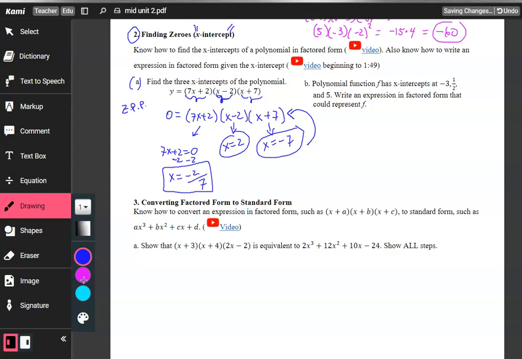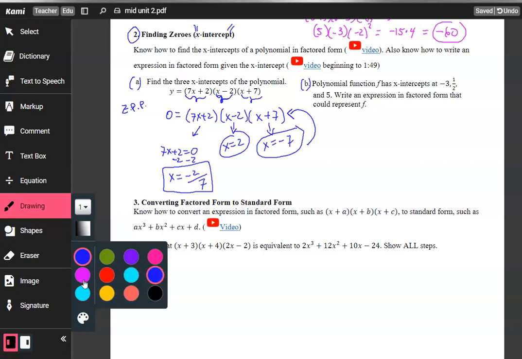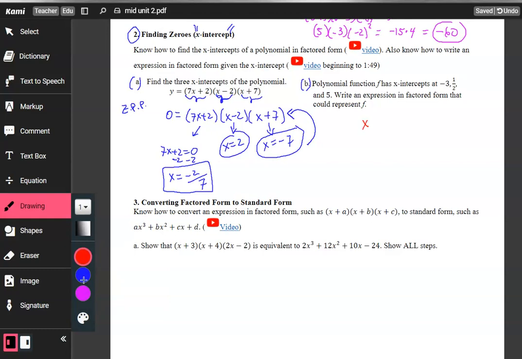Now here we're going backwards. On part B, they give us the x-intercepts. They say here are the x-intercepts. X equals negative 3, x equals a half, and x equals 5. Can we come up with this part? Can we go backwards? So just follow what we did here.